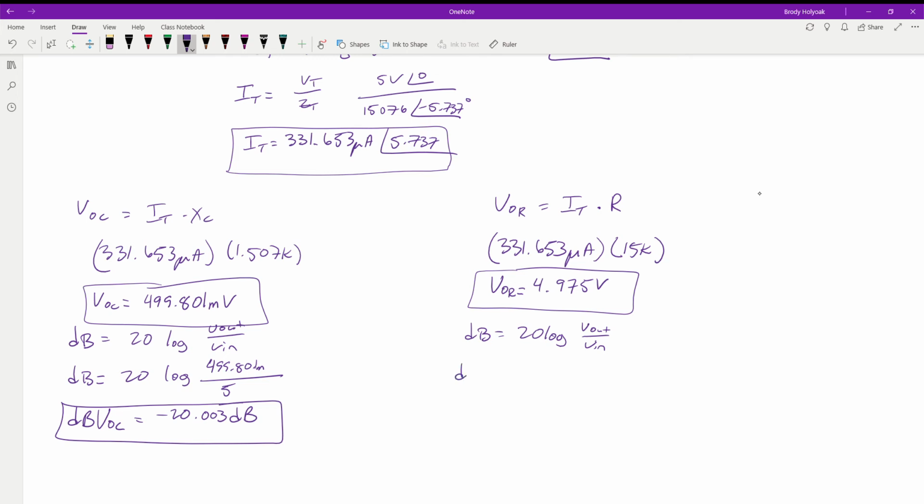So now we have dB is equal to 20 log of 4.975 over 5. And this decibels is equal to negative 43.538 millidecibels.